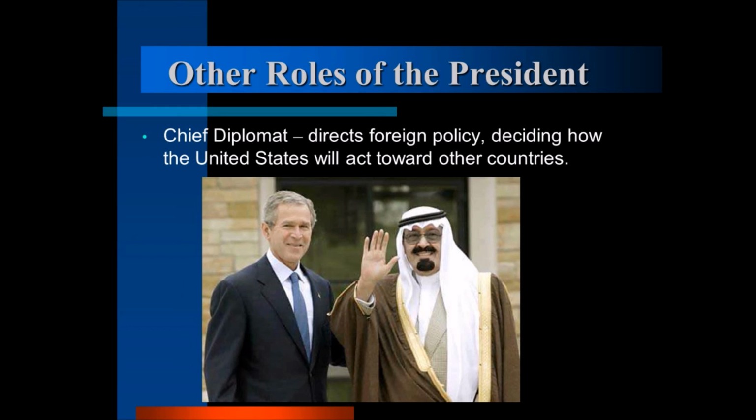Chief diplomat. This is a lesser function, not because it's not important, but because usually the president delegates this down. The president appoints ambassadors. So people that are in other countries basically represent the interests of the United States in that country. So we have ambassadors to Saudi Arabia, like in this picture. We have ambassadors to Australia who promote American interests there for tourism and stuff. We have ambassadors who talk to all the Middle Eastern countries, all of Europe, all those folks.